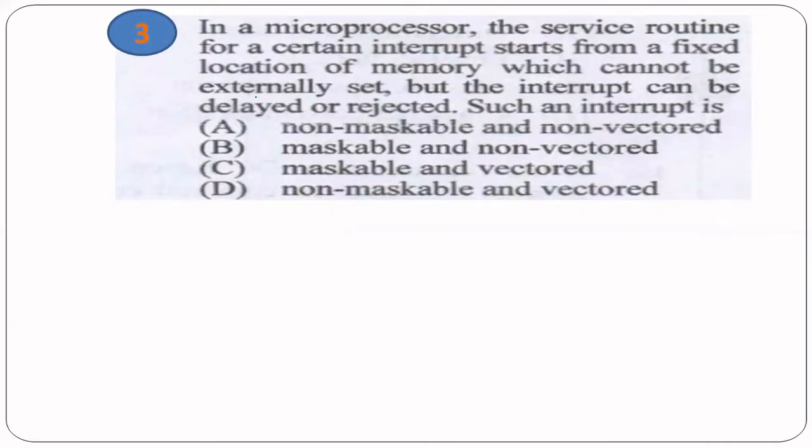Next is about the microprocessor, with respect to interrupts. It is given that there is a certain interrupt which starts from a fixed location of memory and cannot be externally set, but the interrupt can be delayed or rejected. What is the type of interrupt we need to identify? Let us understand the meaning of non-maskable, maskable, vectored and non-vectored, then we can identify the correct answer.